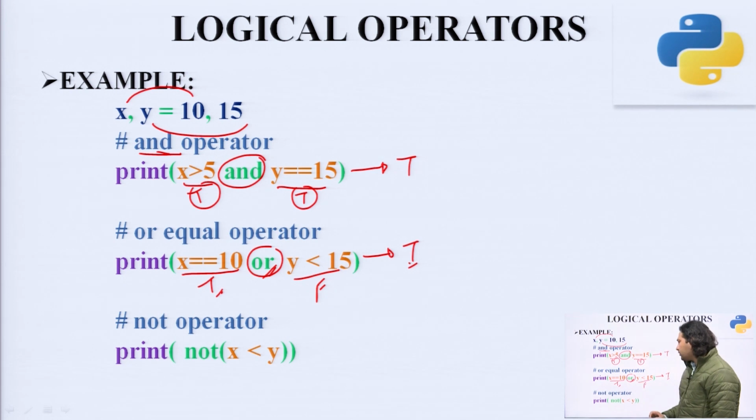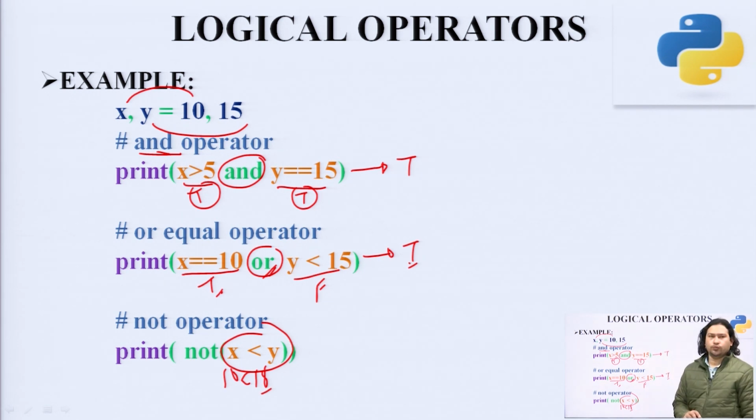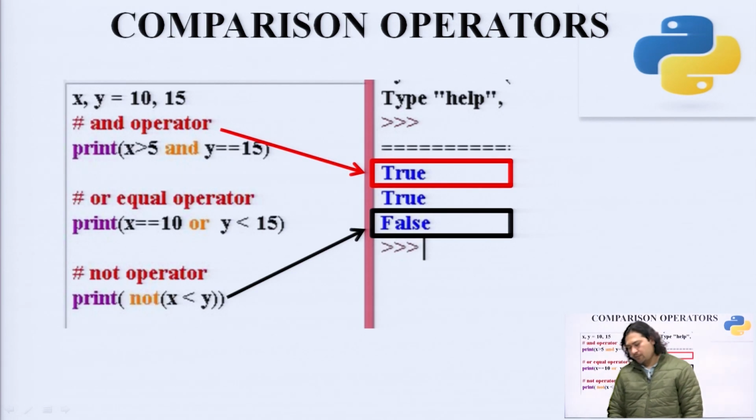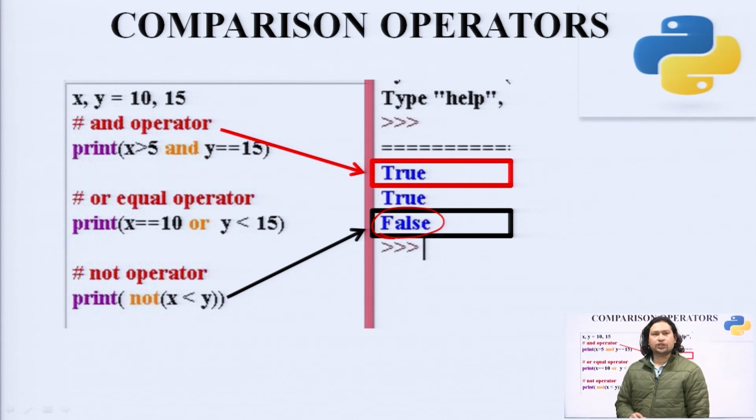Similarly, the NOT operator. Now look at this condition, x is less than or equal to y. The x is 10, and 10 is less than 15. This condition is true. But it is connected with the NOT, that means the reciprocal of true is false. So, you will get the answer false. Let us verify it. Here you can see the answer for this one is false, because this condition is true and the negation of this true condition is false.